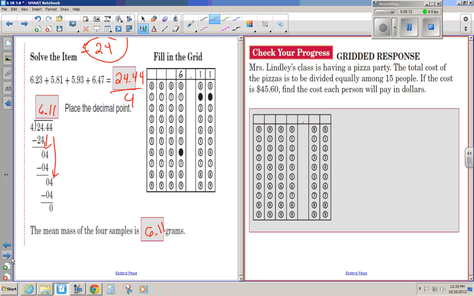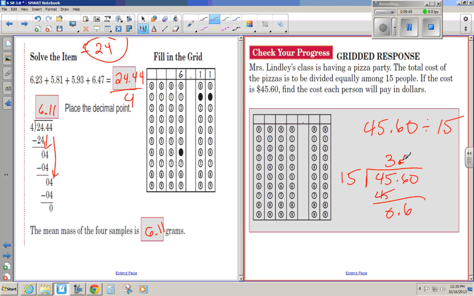All right, take a look at this. Miss Lindsay's class is having a pizza party. The total cost of the pizzas is to be divided equally among 15 people. The cost is 45.60, and you're dividing it equally over 15 people. So 15 goes into 45.6. It should approximately be, let's see, 3 point.